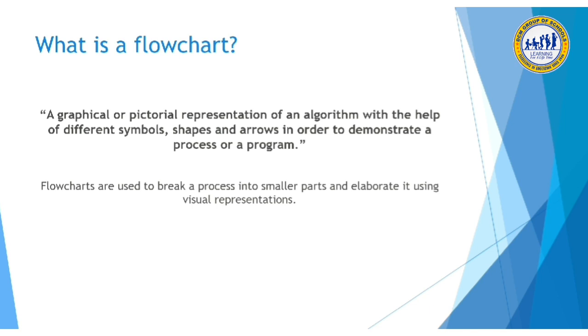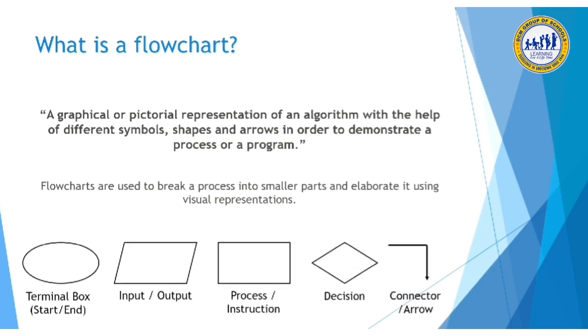There are some shapes which are used to represent a flowchart. The first one is the terminal box to start the program, rhombus to take input and display output, rectangle to represent a process, diamond to mention the decisions, and arrows to connect all these steps.